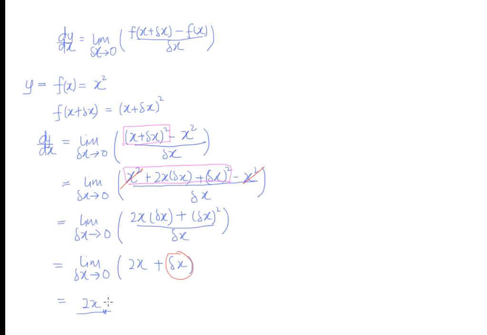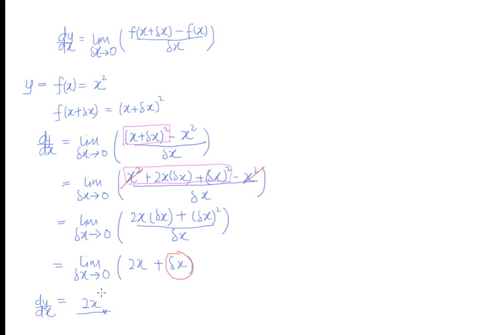Okay, so this is the answer. This is the limit of this entire function here. So far so good. In other words, we know that dy/dx is equal to 2x for x squared. What it means is that this is the gradient function, the gradient machine.